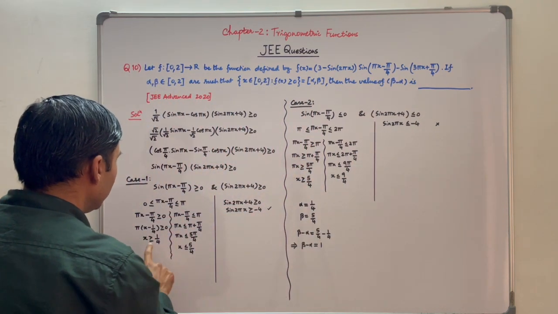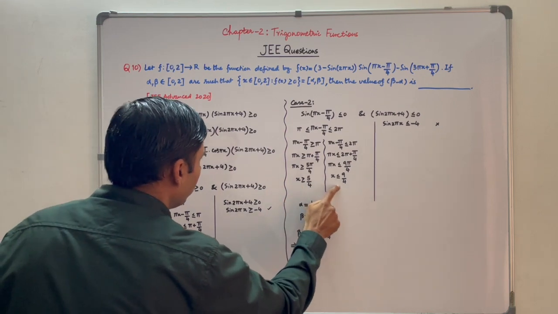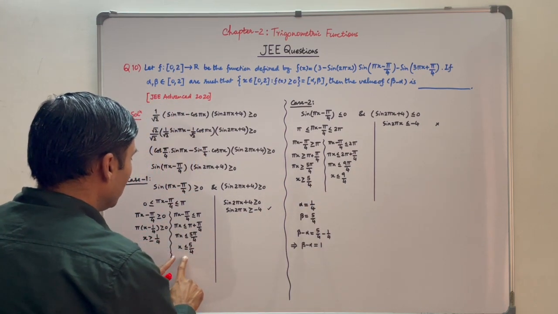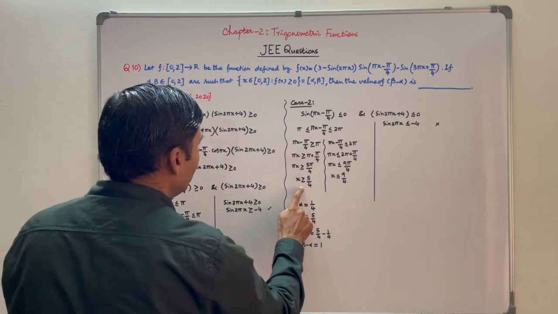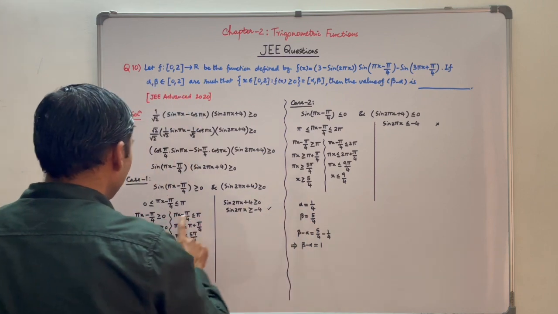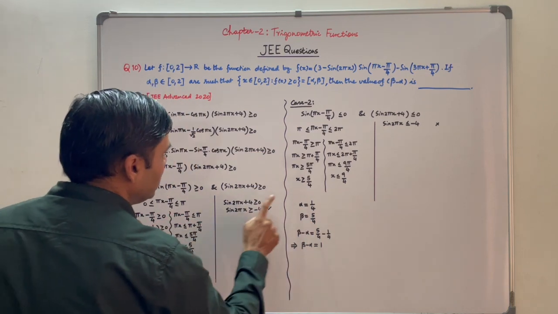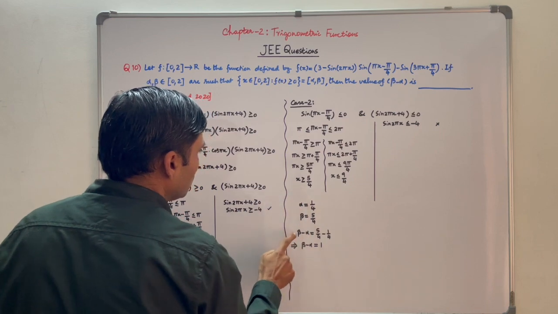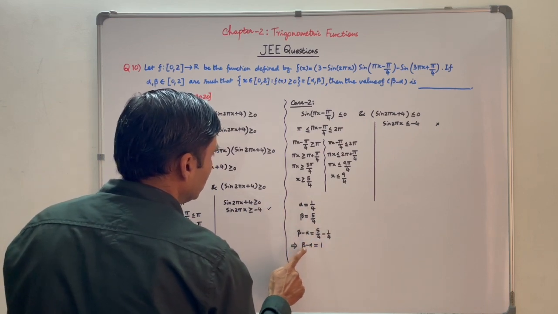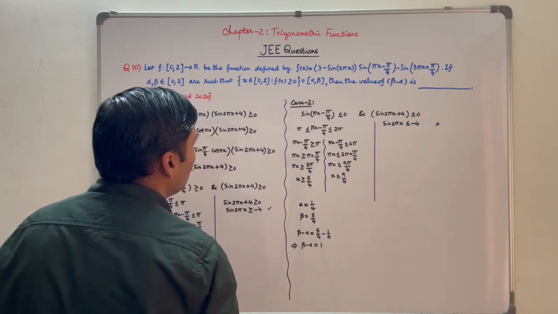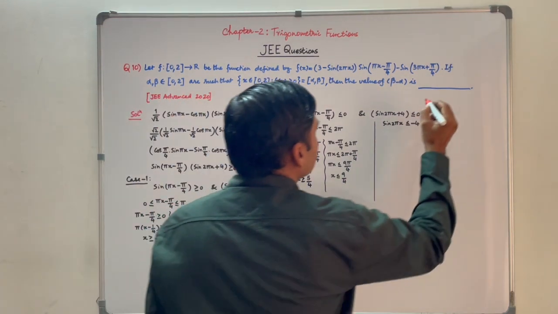Finally, we need to combine these solutions. X is less than or equal to 5 by 4 and x is greater than or equal to 5 by 4 will be true when x is equal to 5 by 4. So alpha will be 1 by 4 and beta will be 5 by 4. So beta minus alpha is equal to 5 by 4 minus 1 by 4, or beta minus alpha is equal to 1. So our answer is 1.